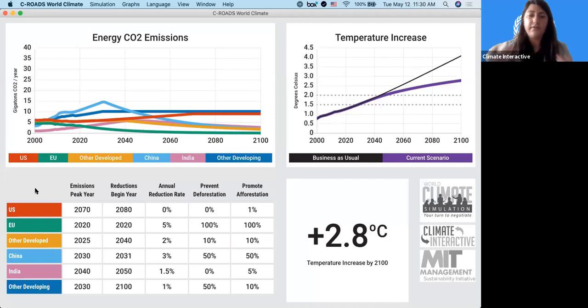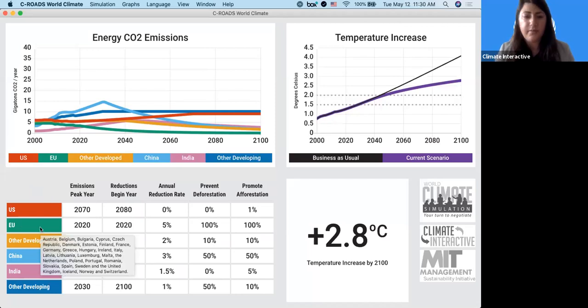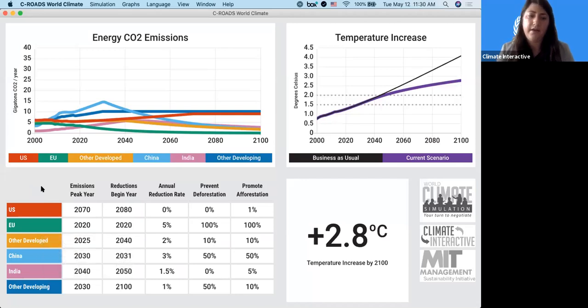Unfortunately, we have some new contributions to this fund, which has been great to see. The European Union has contributed significant amounts of funding for China and for the other developing nations while keeping their pledge the same. And thanks to a lot of that funding, we're seeing some stronger pledges put forward by other groups. So other developed is looking to start their reductions a little bit earlier in 2035 with an increased annual reduction rate of 3%. So that's great to see.